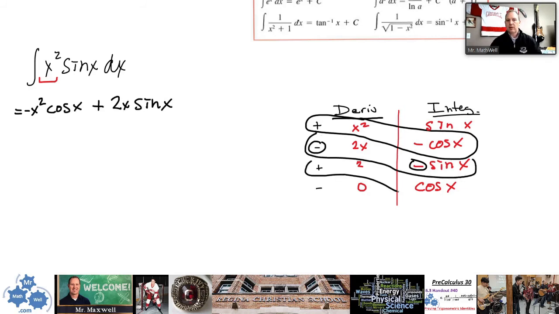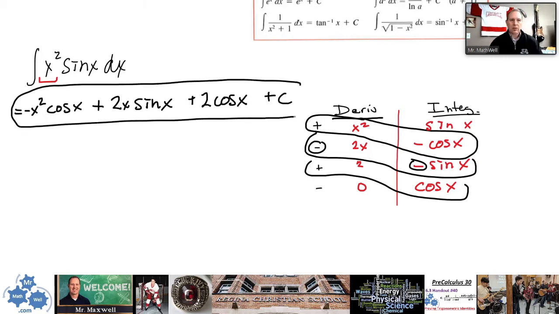And finally, plus 2 cos x plus c. All right, so there we go. That should be our solution for this integral.